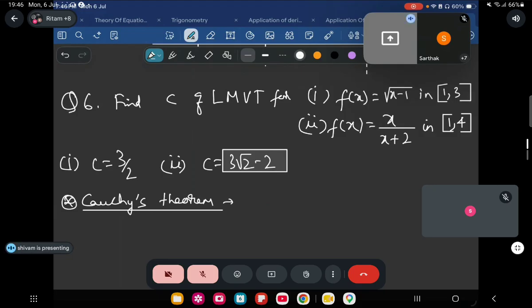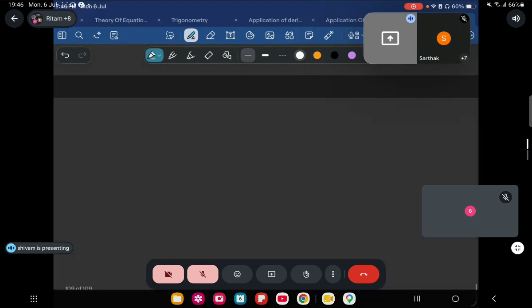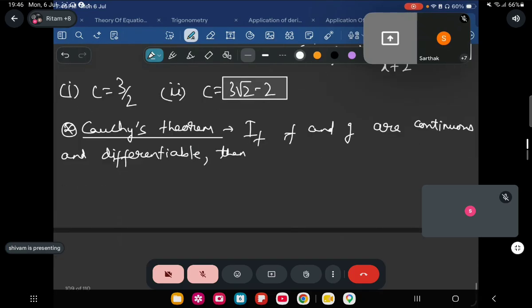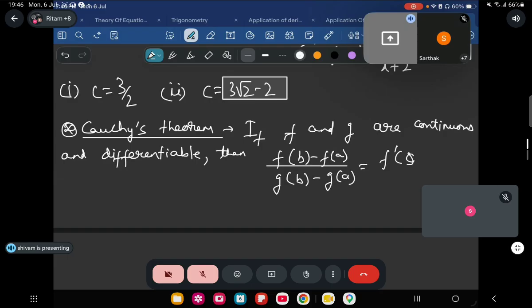Okay, Cauchy's mean value theorem. If f and g are continuous and differentiable, then f of b minus f of a upon g of b minus g of a is equal to f dash c by g dash c.